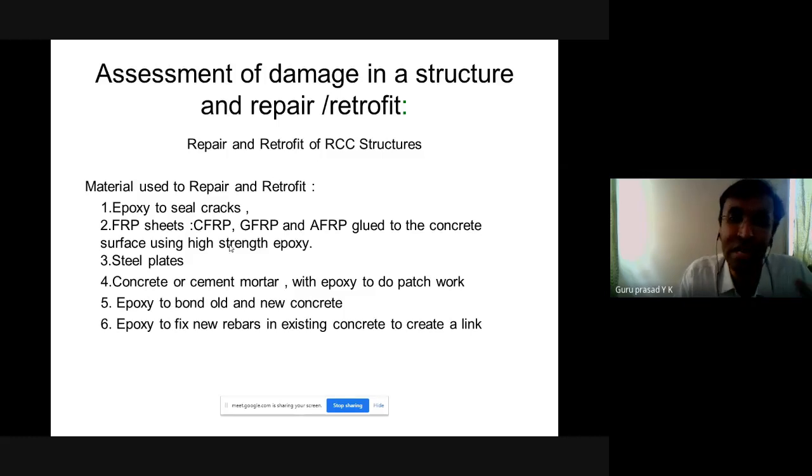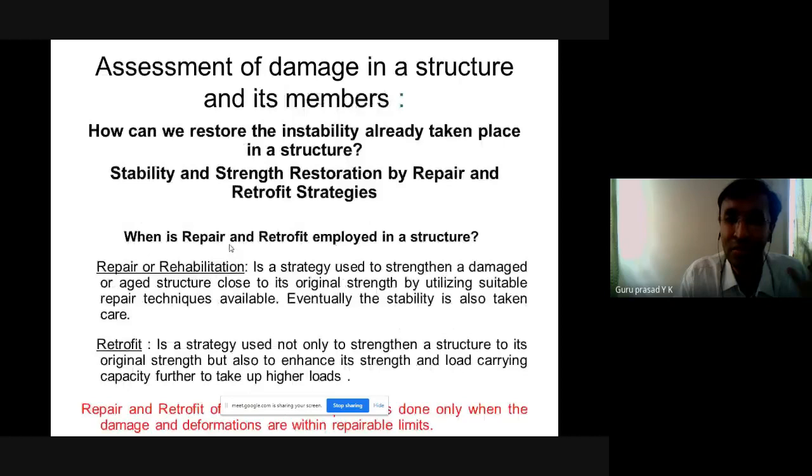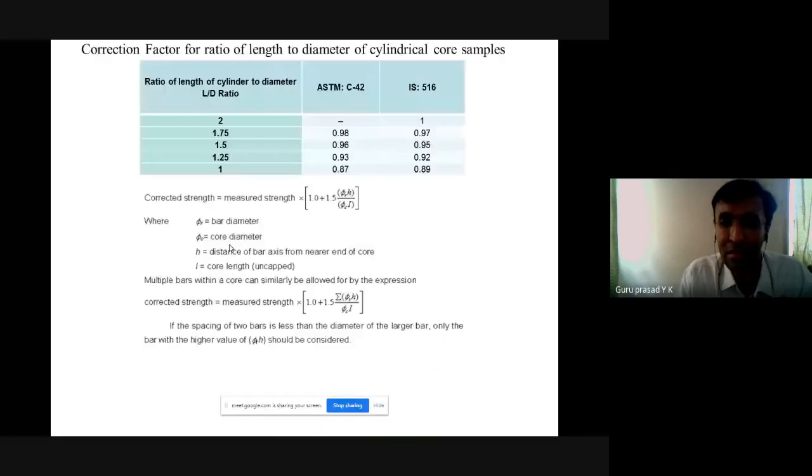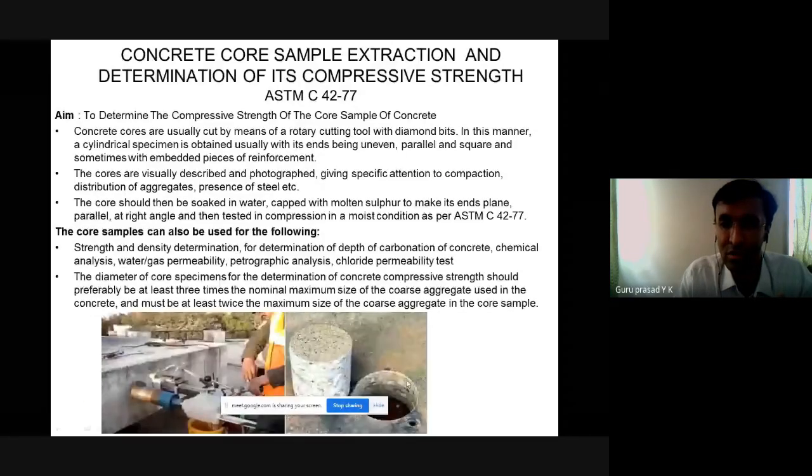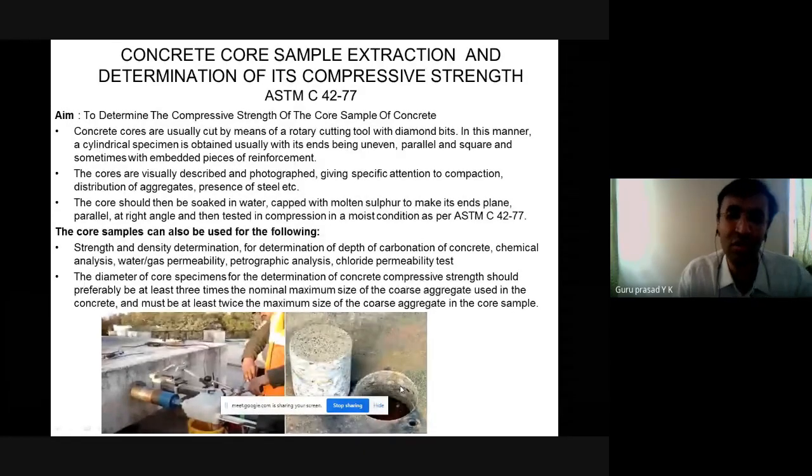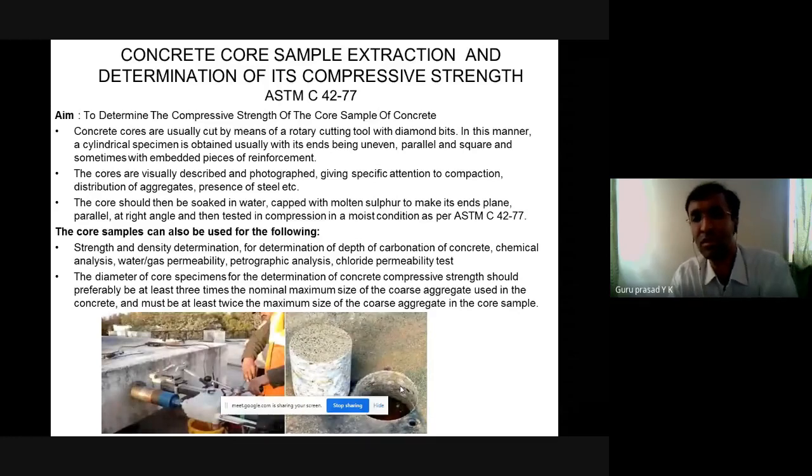Epoxy to seal cracks, high strength epoxies. And let me tell you one thing. I wanted to tell you regarding this core cutter. When this core cutter is used, this core hole is being formed, right? What do you do with that hole? Many people will have this doubt. You'll be thinking, he just told me about removing the core and testing. What about that hole which is existing?